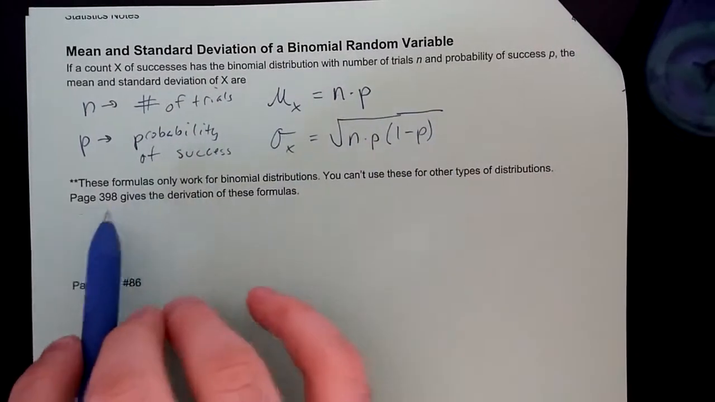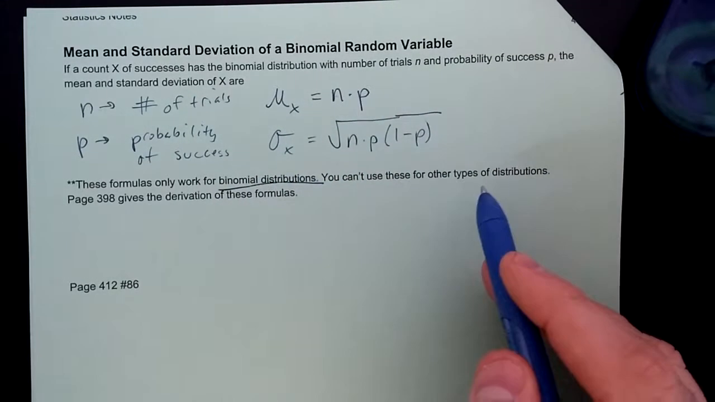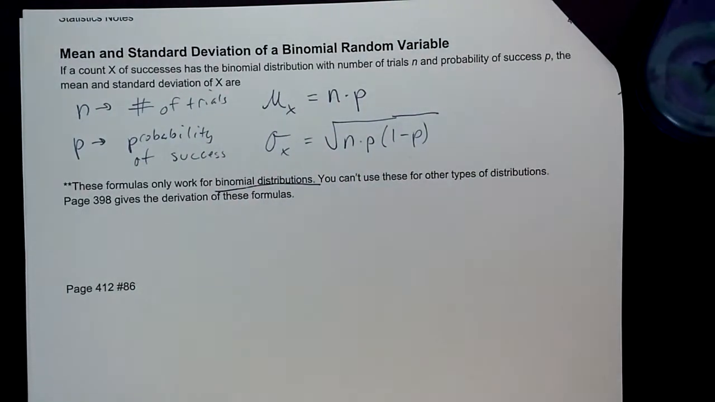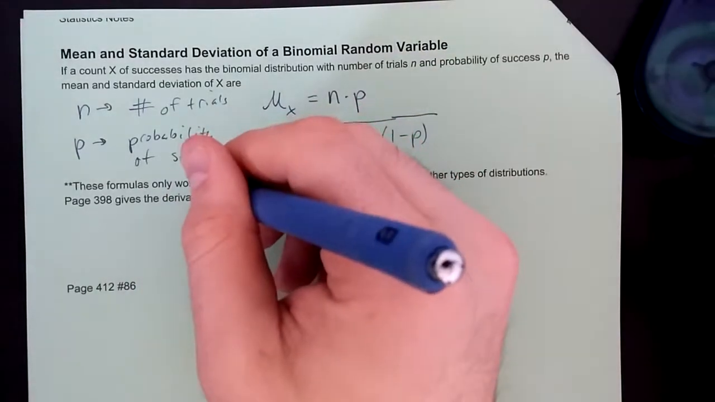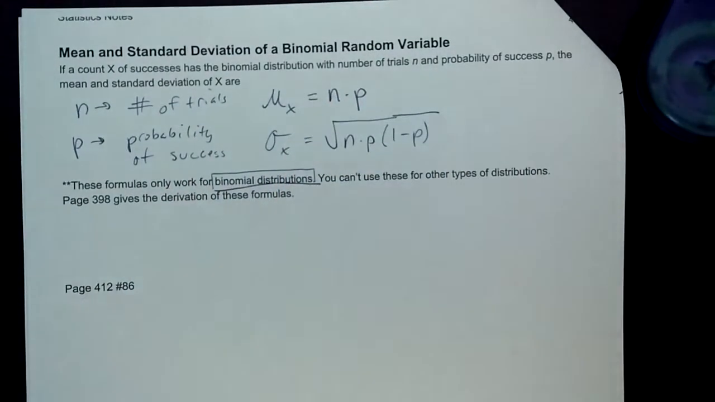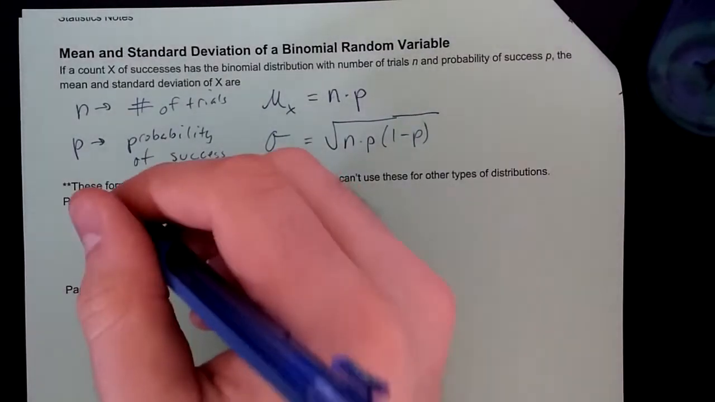Little disclaimer, these formulas only work for binomial distributions. You can't use these for other types of distributions. We put this on here because students will frequently try to use these for other types of distributions, even though it's not possible. These only work for binomial distributions. So before you start using these, decide if you have a binomial setting first, and then move on to find the mean and standard deviation.